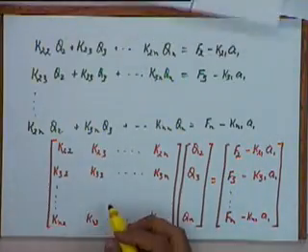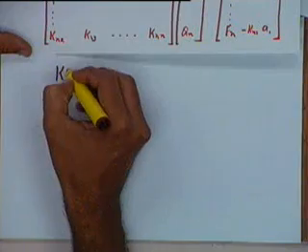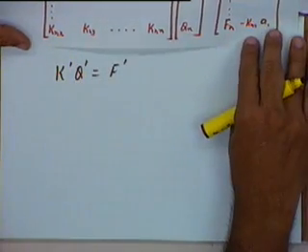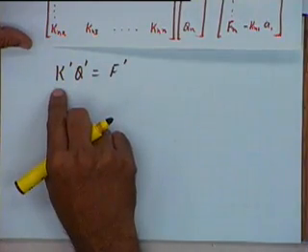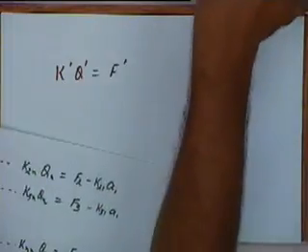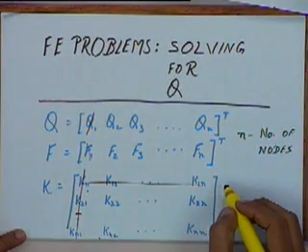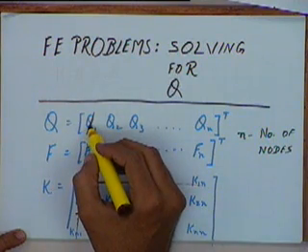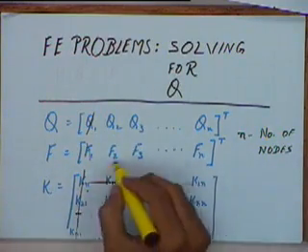So this system of equations, you write them as K prime Q prime will be equal to F prime, where K prime has been obtained by taking the stiffness matrix and deleting the first column and the first row. Q prime has been obtained by deleting Q1, and F prime has been obtained by deleting F1 and subtracting this column multiplied by A1 from the other force terms.